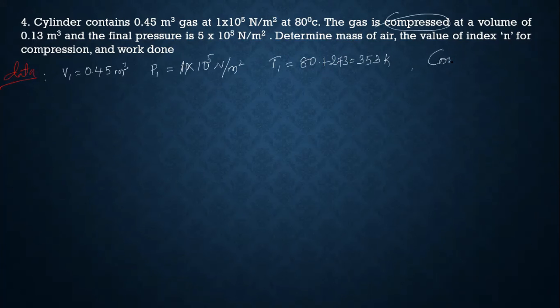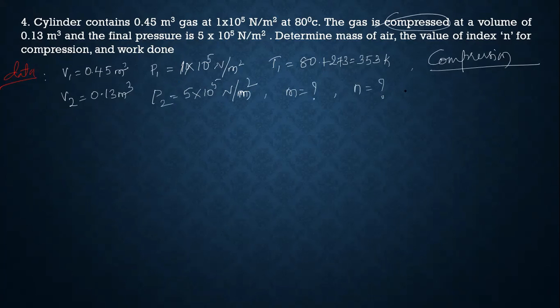And the gas is compressed. That means the process is a compression process, at a volume of 0.13 meter cube. Look at the volume. Volume is decreased. It's a compression process. Therefore, pressure should increase. P2 is equal to 5 into 10 to the power of 5 Newton per meter square. Yes, pressure is increased. Determine the mass of the air, the value of index n, and the work done.